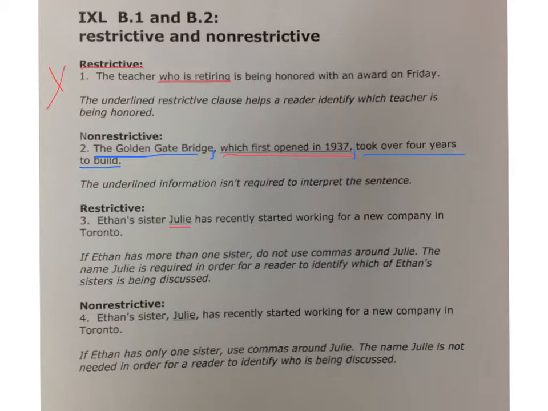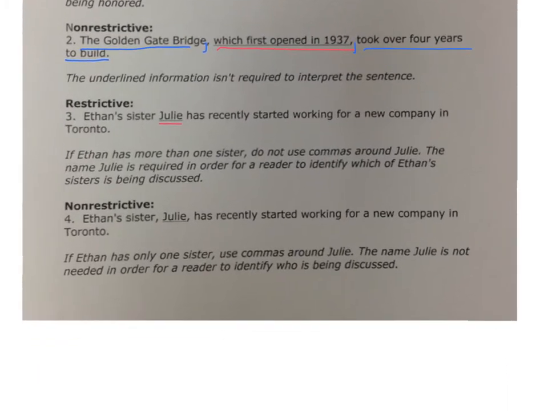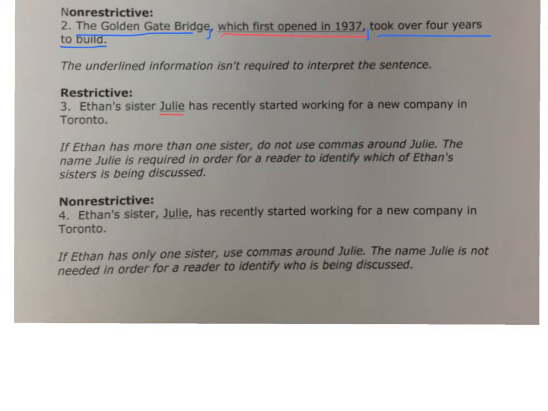Non-restrictive. I'm going to scoot this a little bit this way. All right, non-restrictive. Ethan's sister Julie has recently started working for a new company. Now this one, only one sister, so we know that Ethan's sister, Julie, he only has one, so it has to be Julie. Not required information. We already know that. We can figure that out without having it being stated in the sentence.